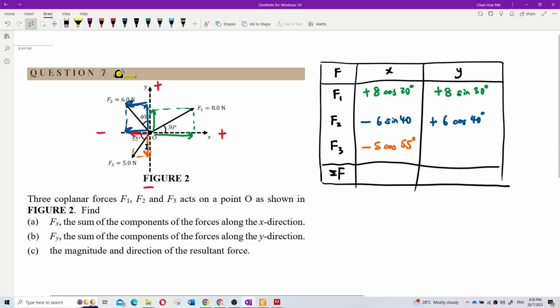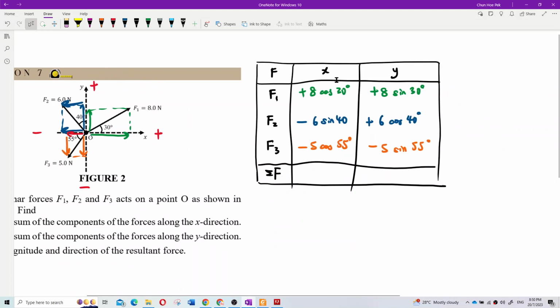And then the y component is opposite to the angle. You see the y component? It is opposite to the angle, so it's sine 55. It's going down, and going down is negative. Negative 5 sine 55. Okay? We've done it.